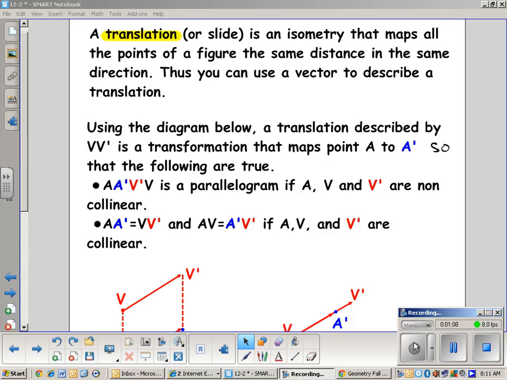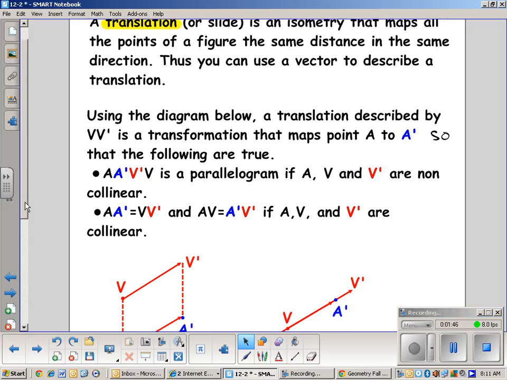Using the diagram below, a translation described by v prime is a transformation that maps point A to A prime so that the following are true. A prime, V is a parallelogram if A, V, and V prime are non-collinear, and A prime equals V prime, and AV equals A prime, V prime, if A, V, and V prime are collinear. So if they're all on the same line, then this statement would be true. If they're not on the same line, then this figure is going to be a parallelogram.